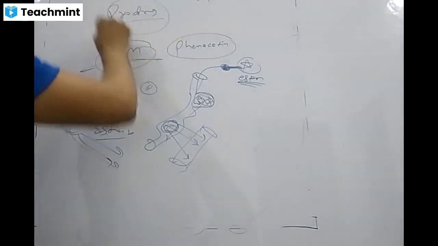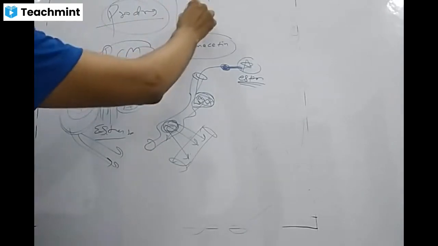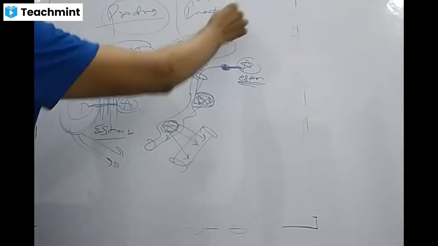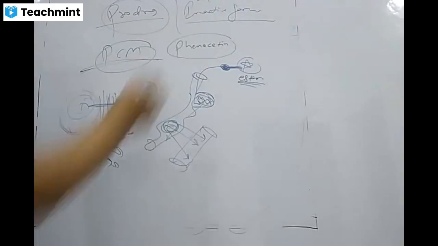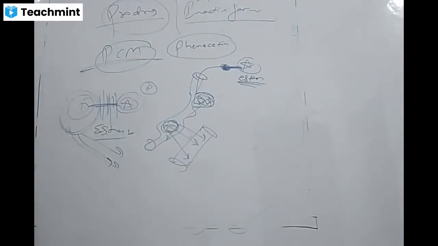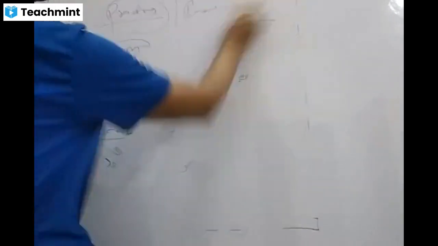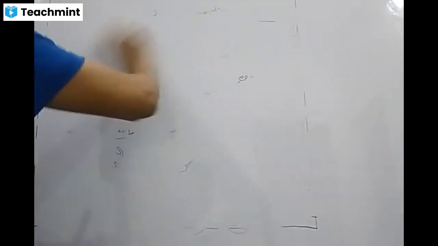So this is the concept of prodrug, that is nothing but an inactive form of a drug. Inactive form. It will become active inside the plasma or it will become active inside the liver. So these are the functions.